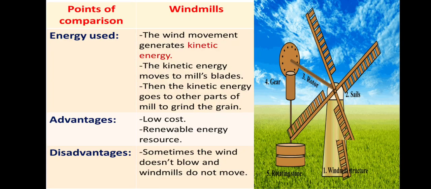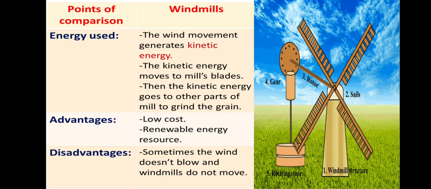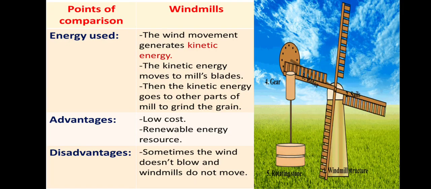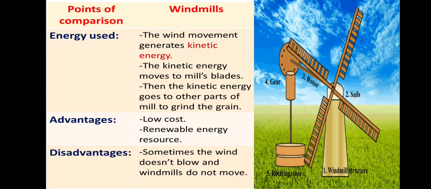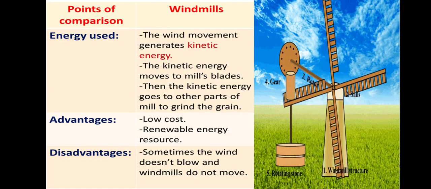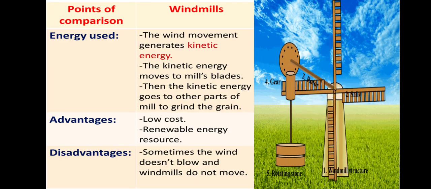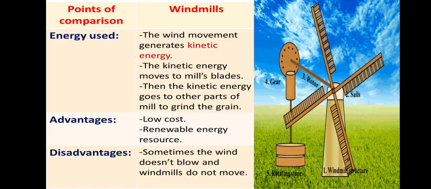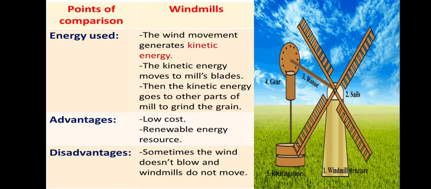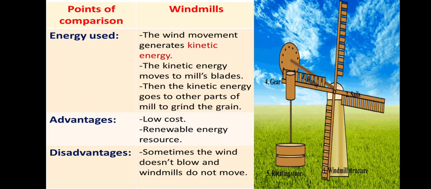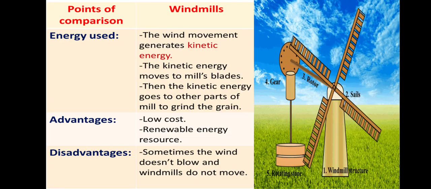Okay, let's start with the windmills. As we can see in this picture, this is the windmill, and from its name, it's called wind. So the windmills use the wind as a source of energy. When the wind starts to move, it will produce which type of energy? Kinetic energy.